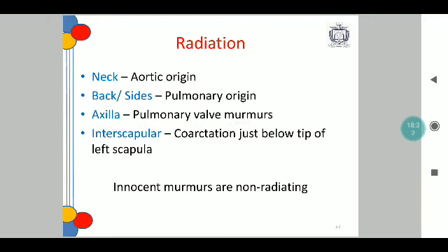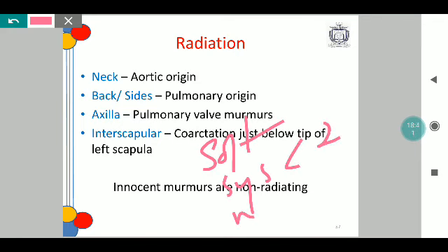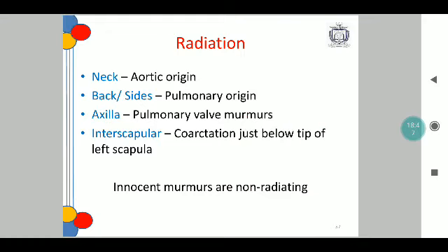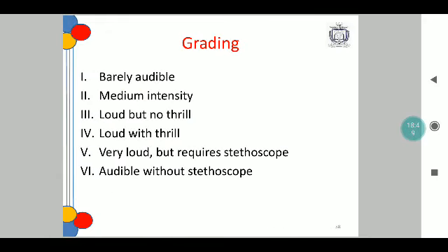There are certain criteria to call a murmur innocent, which namely include soft, systolic, less than grade 2, non-radiating, and not enhanced on lying down or variable. So these are the criteria to call a murmur innocent.